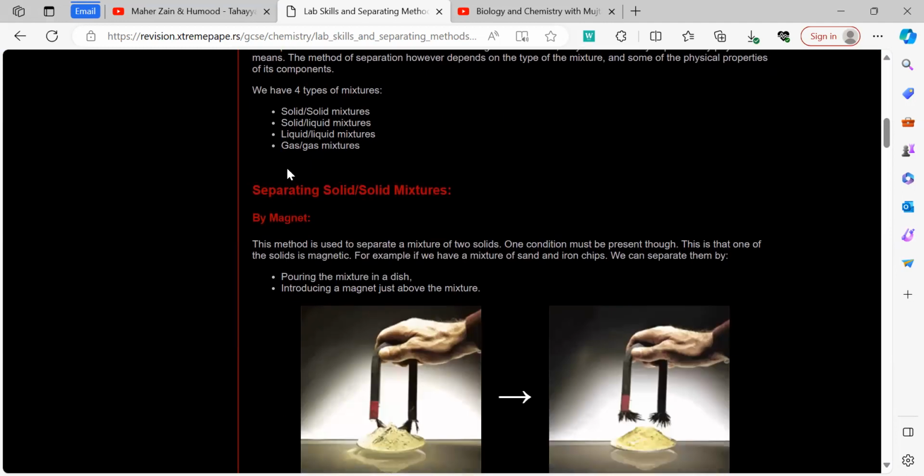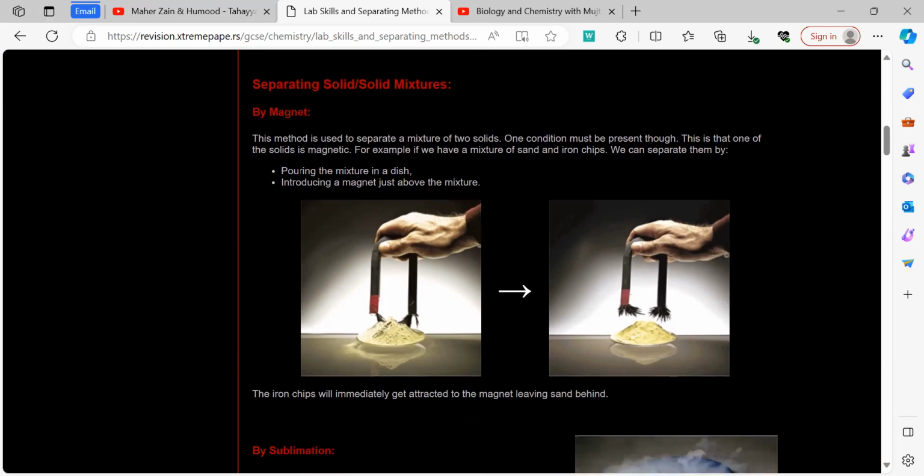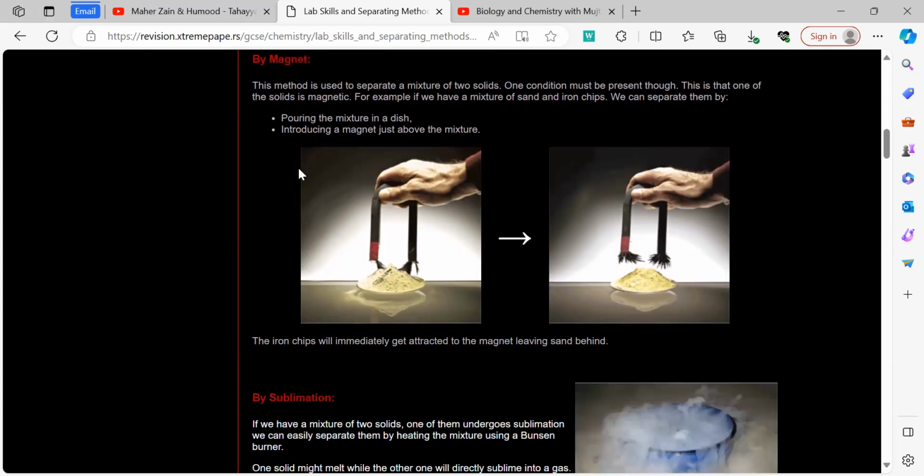Now, if we come to how we can separate solids from their respective mixtures, first is the magnet, how magnetic interaction can remove iron filings, since magnets attract the iron filings from a mixture with sand, and the sand remains because it is not a metal.